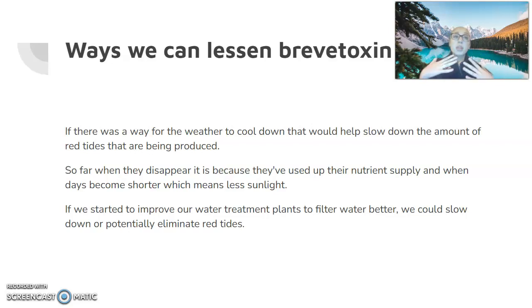But for us, what we can actually do is if we start to improve our water treatment plants to filter water better, we could slow down or potentially eliminate red tides. We just have to fix the filtration that is happening with our water treatments.